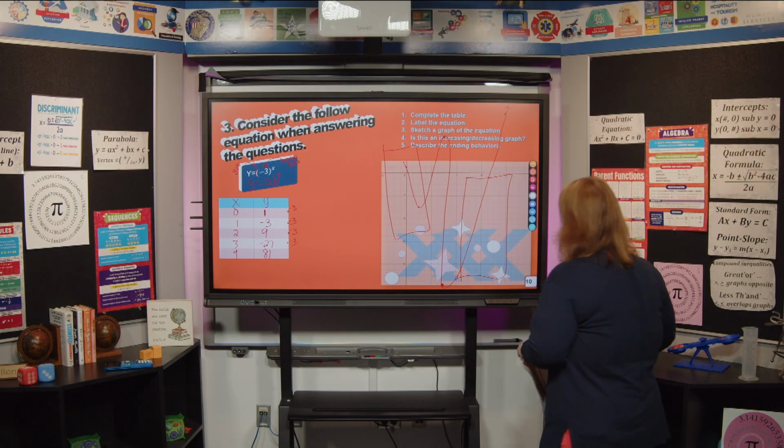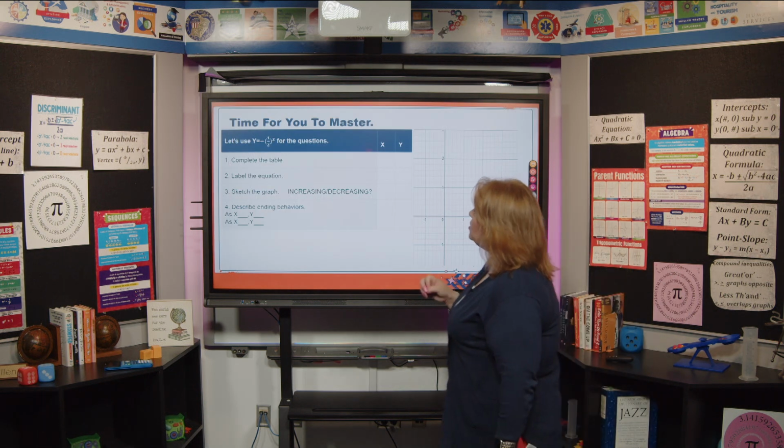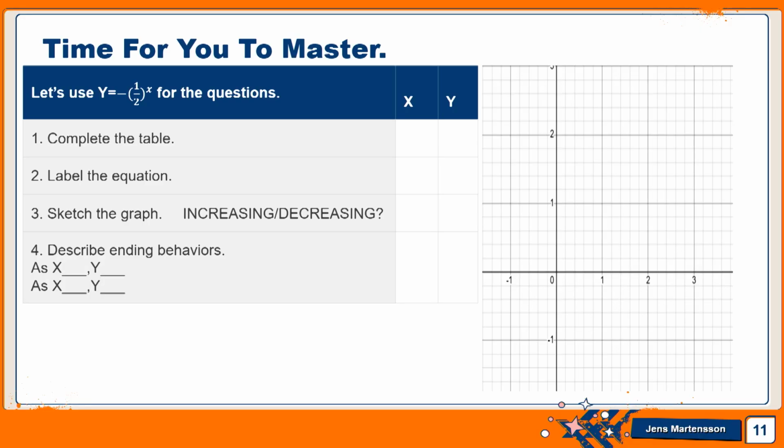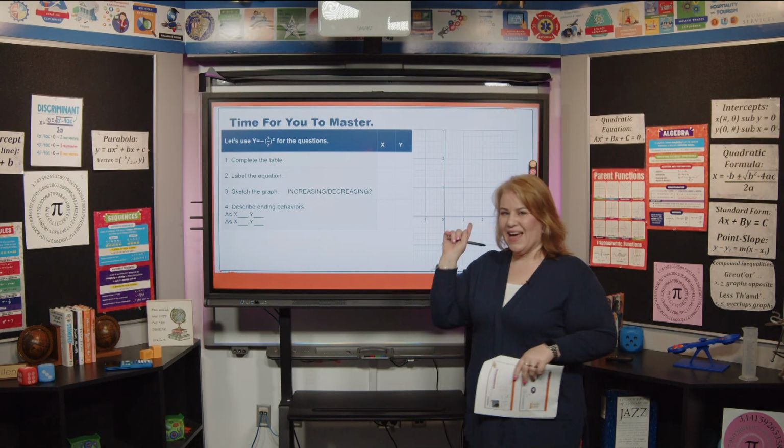Good job. All right. So time for you to master. Let's use y equals negative 1 times 1/2 to the x for these questions. Remember your x and y values, where they go. You need to complete the table, label the equation, sketch the graph, depending on if it's increasing or decreasing, and then describe your ending behaviors. So you and your table partner, go ahead and work these. Once you get this done, come back to me and let's see what we got.